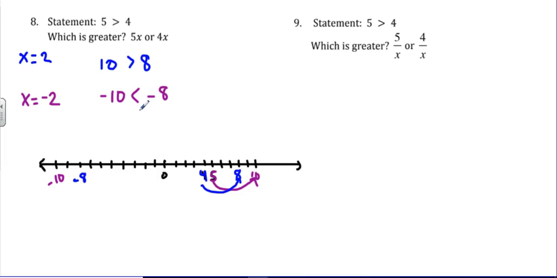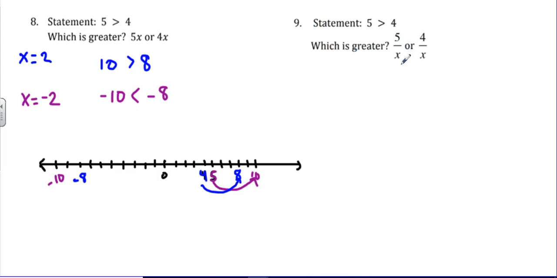the multiplication property of inequality. When you multiply both sides of the inequality by a positive value, your sign will stay the same. However, if you multiply both sides of the inequality by a negative value, then the signs will flip, which means it'll change from greater than to less than, or if it started off as less than, it would change to greater than. All right, and the same thing happens with number 9.